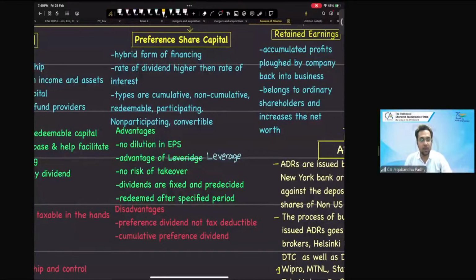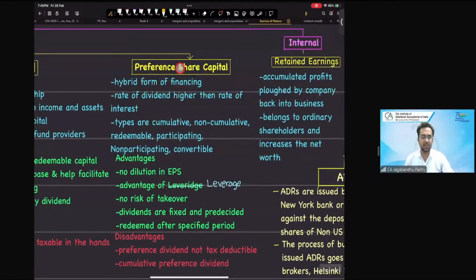Okay. Does the participating shareholder get the profit before or after equity shares? After equity shares. Is the rate of dividend higher than the rate of interest? Since preference shares carry a higher risk than the debenture holders, the rate of dividend given to them will be higher than the rate of interest. Like if the company borrows money, the company will have to pay, let's say, 10% rate of interest. But for preference shares, you may give them like 11 or 12% dividend.